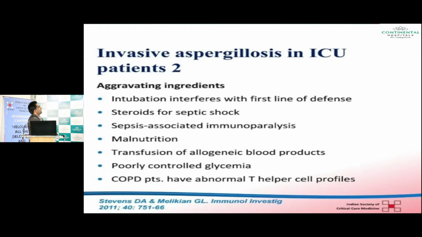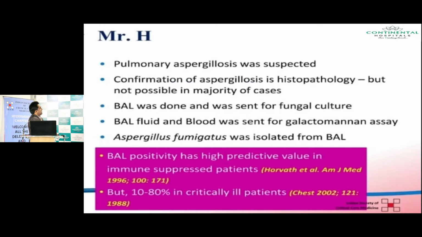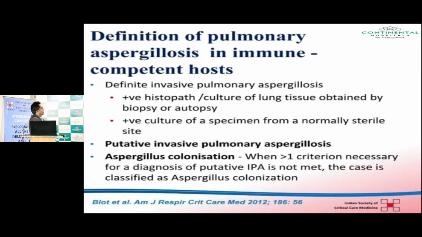Aspergillus hyphae often represent colonization. However, we require lung biopsy to prove its angioinvasive nature. So, in our case, the BAL cultures were positive. BAL cultures grew Aspergillus fumigatus. Galactomannan was positive. Note BAL positivity has high predictive value in immunosuppressed patients. However, in critical patients, the sensitivity is just 80%. So this is the definition of pulmonary aspergillosis.